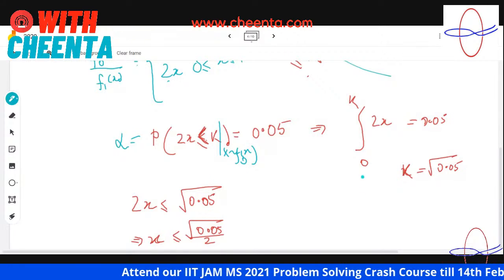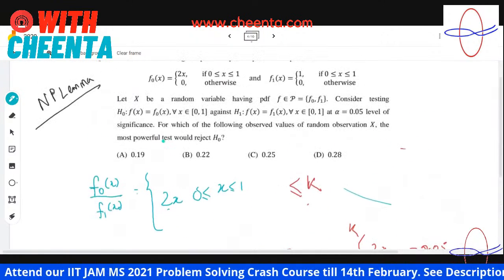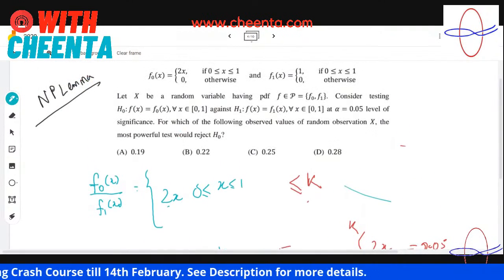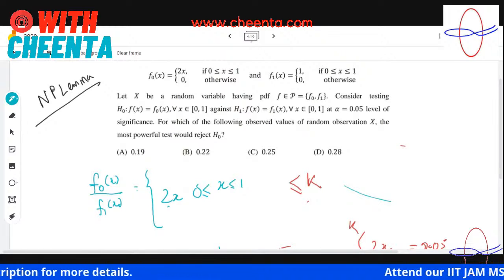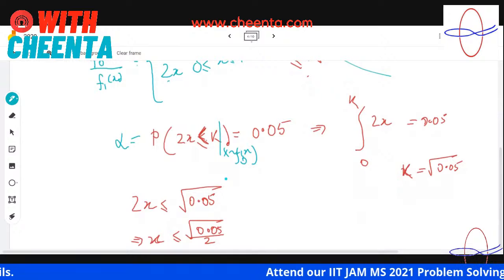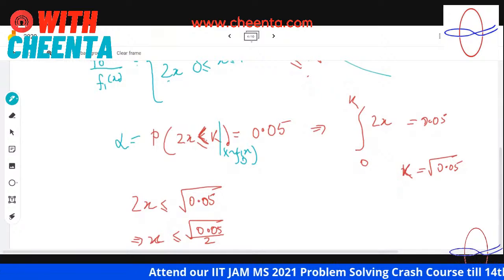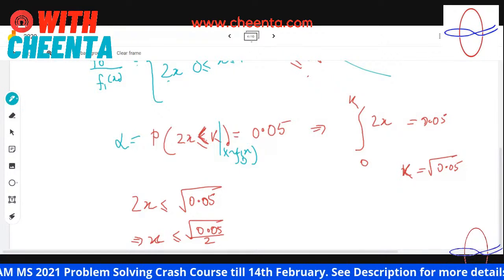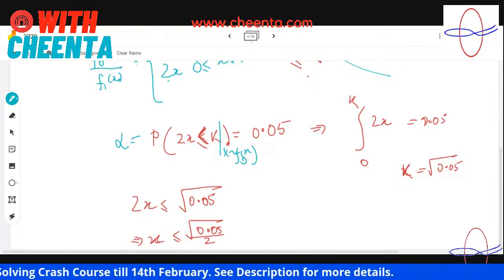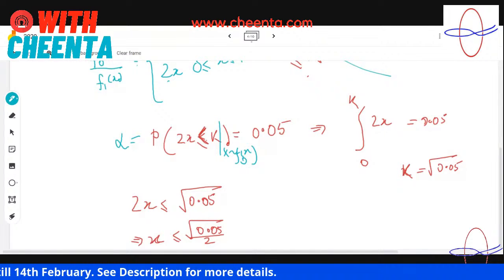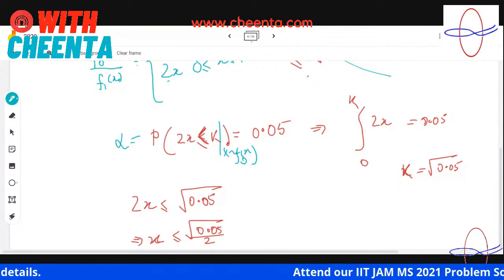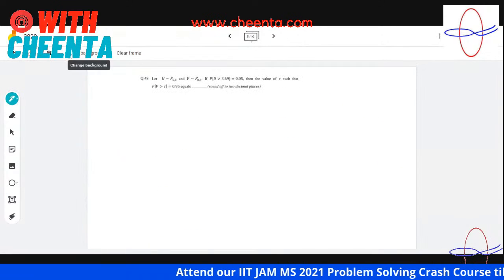Yeah, I computed k. So we have got the k. So now the rejection region is twice x less than or equal to k. Rejection region. It's twice x less than or equal to k. Right. Okay. Anyways, let's move on to the next problem. I think I have done some mistake. I will come back to this again. Let's not waste time.